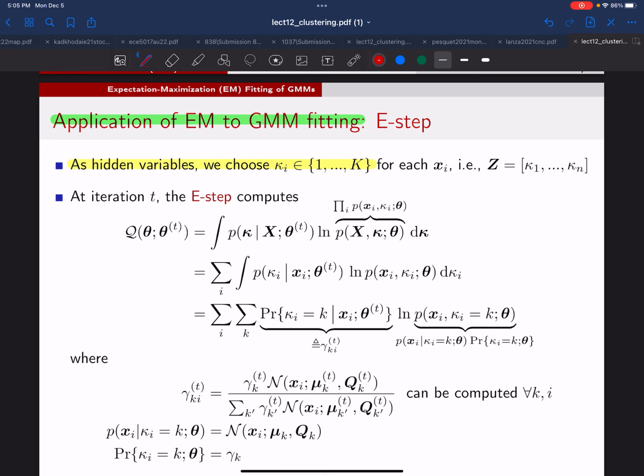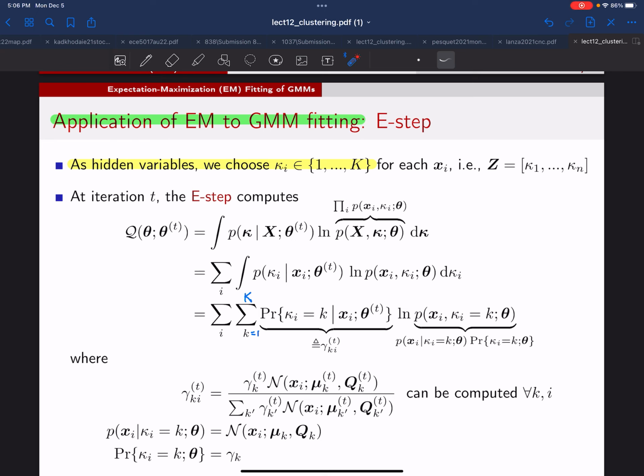So this, to expand it, would be kappa going from 1 to capital K. And now this PDF, we should express as a PMF. So this is the probability that kappa_i equals k. And similarly over here, this should also be expressed as a probability of this discrete value of kappa. Furthermore, we can write this joint probability as a conditional times a marginal: the probability of x_i given kappa_i equals k, times the probability that kappa_i equals k.